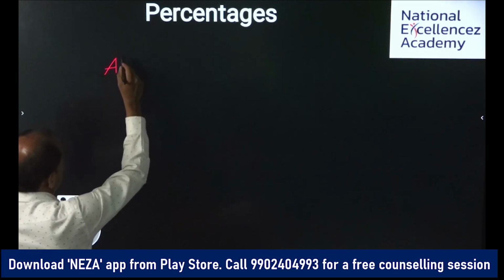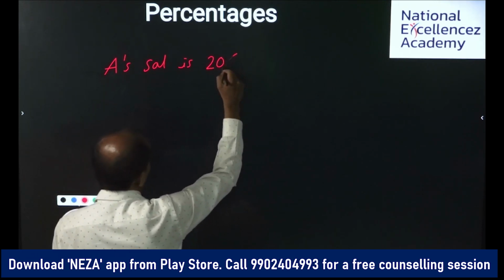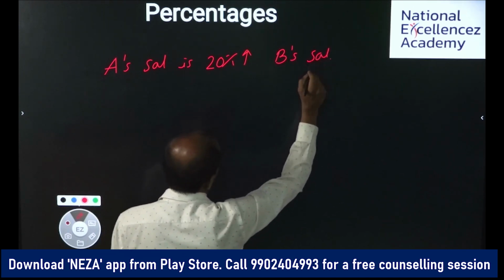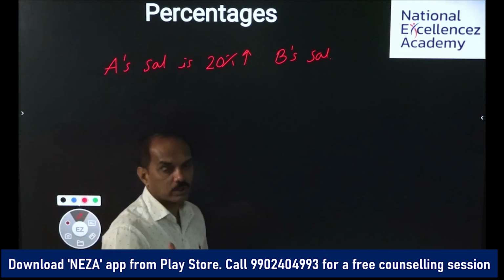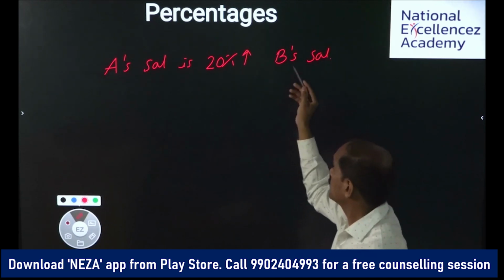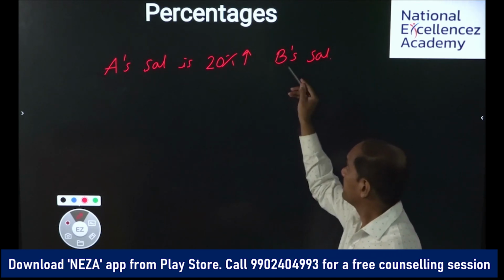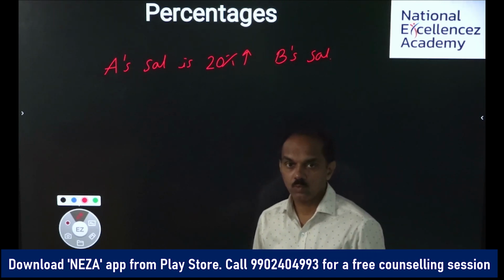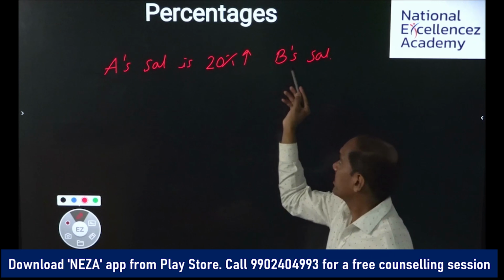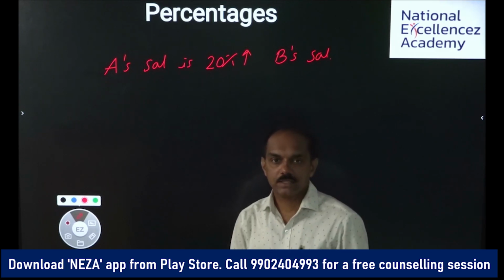A's salary is 20% more than B's salary. If A's salary is more, then B's salary will surely be less. Compared to A, B's salary has to be less. What percent less? A's salary is 20% more than B's salary. B's salary is what percent less than A's salary?